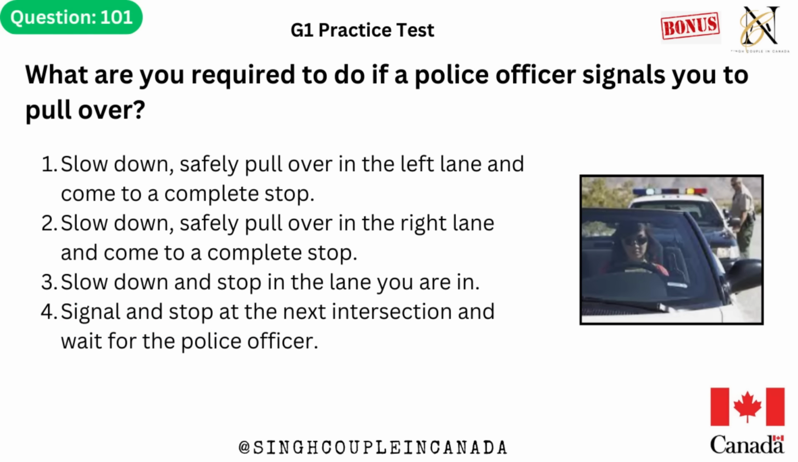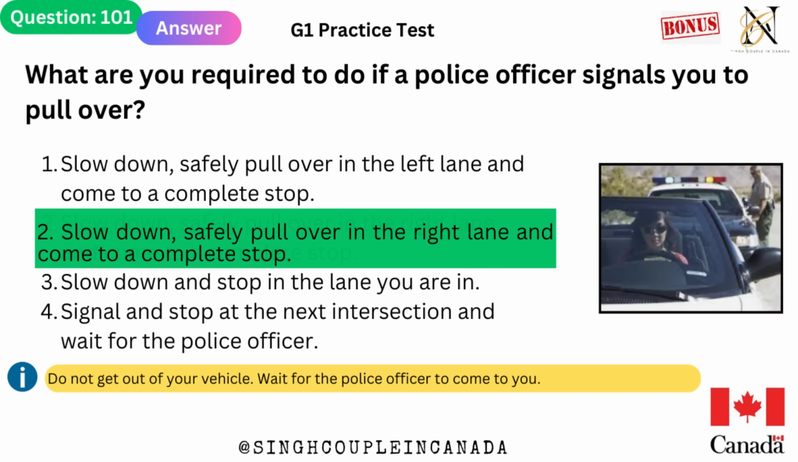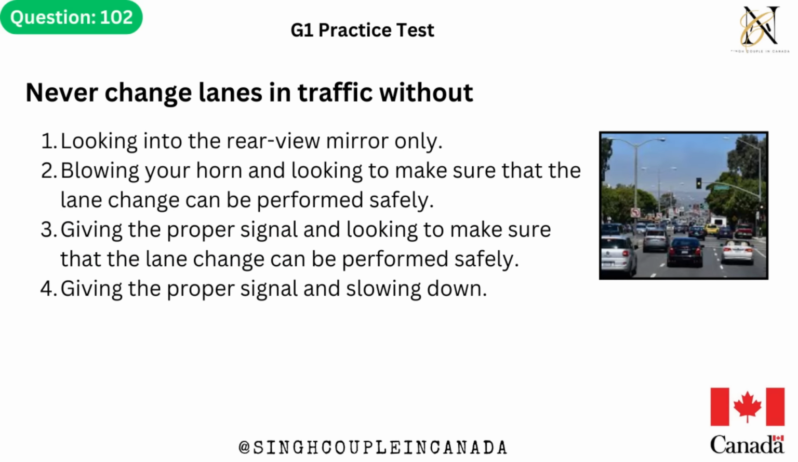What are you required to do if a police officer signals you to pull over? 1. Slow down, safely pull over in the left lane and come to a complete stop. 2. Slow down, safely pull over in the right lane and come to a complete stop. 3. Slow down and stop in the lane you are in. 4. Signal and stop at the next intersection and wait for the police officer. The answer is 2. Slow down, safely pull over in the right lane and come to a complete stop. Do not get out of your vehicle. Wait for the police officer to come to you.